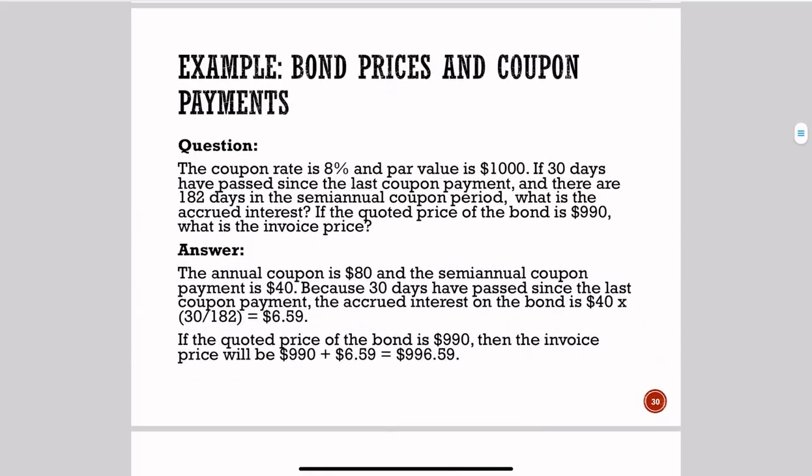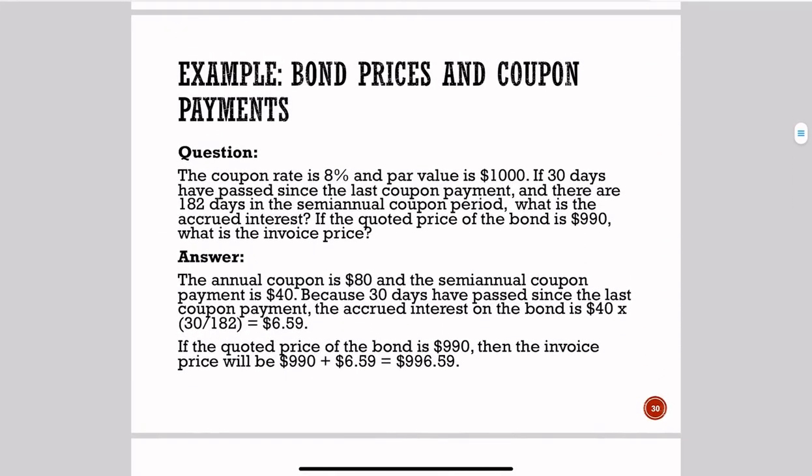Okay, so let's say the coupon rate is 8% and the par value is $1,000. If 30 days have passed since the last payment, and there are 182 days in the semi-annual coupon period. First, what is the accrued interest? Second, if the quoted price of the bond is $990, what is the actual sale price?